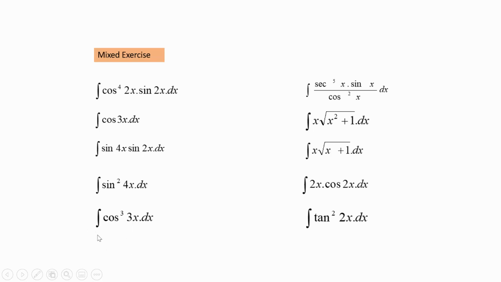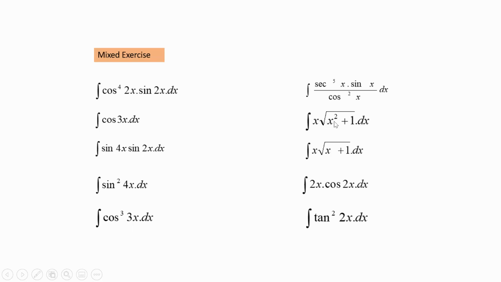This one, cos cubed, I'm going to split the cubed, so I'm going to get cos squared 3x times cos 3x, and then I'm going to change the cos squared into 1 minus sine squared 3x. Here I'm going to manipulate, and I'm going to change sec into 1 over cos, so I end up with cos to the 7x at the bottom, and if I bring that up, I'm going to get cos to the negative 7x.